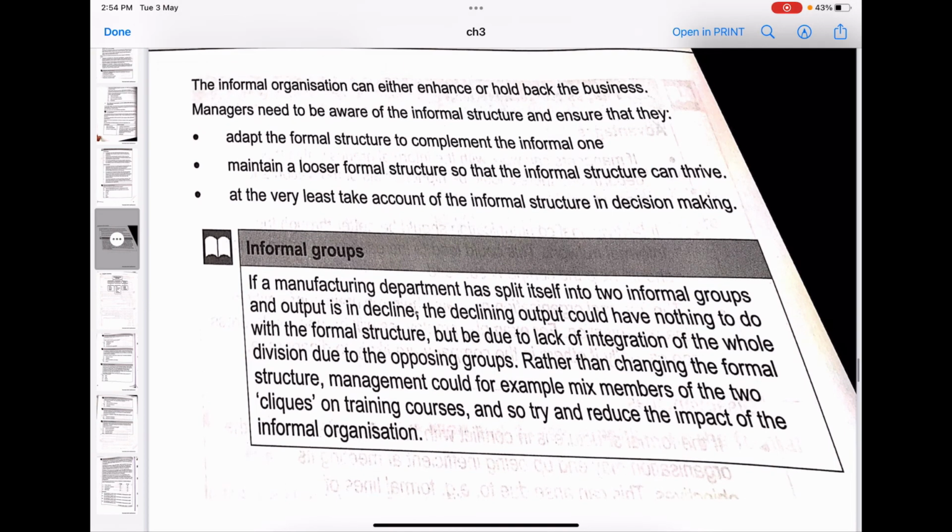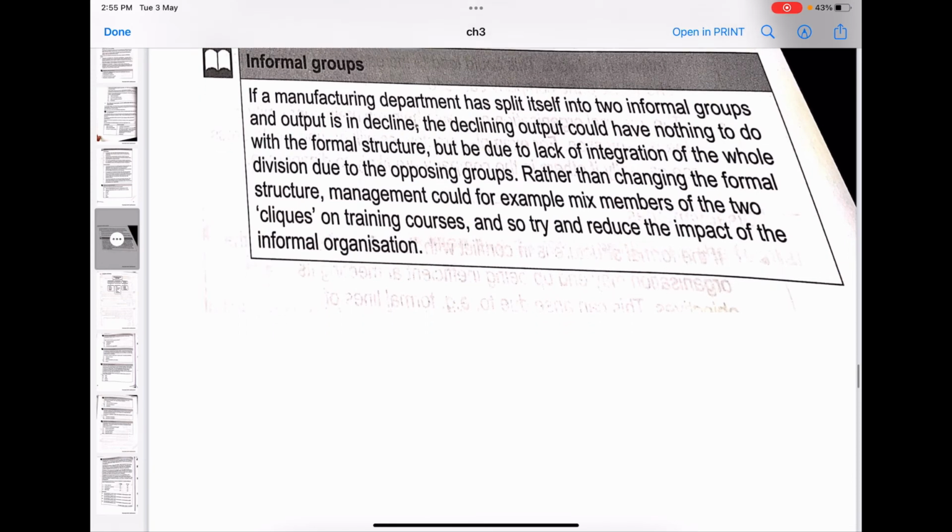The informal organization can either enhance or hold back the business. Managers need to be aware of the informal structure and ensure that they adapt the formal structure to complement the informal one. Maintain a looser formal structure so that the informal structure can thrive. At the very least, take account of the informal structure in decision making.